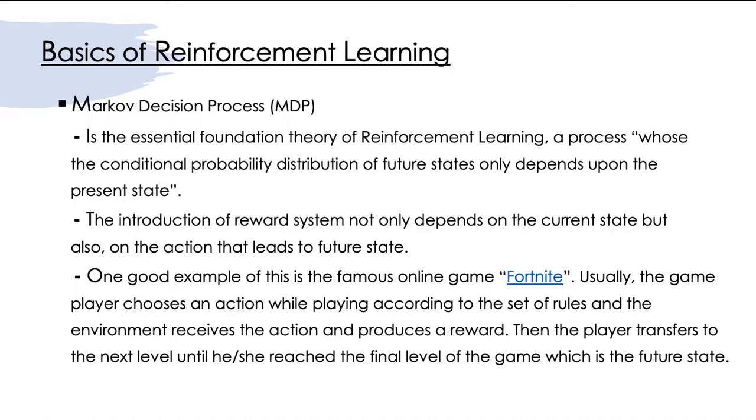What are the basics of reinforcement learning? The Markov decision process is one of the essential foundations of reinforcement learning. It is a process whose conditional probability distribution of future states depends upon the present state. The introduction of a reward system depends not only on the current state, but also on the action that leads to future states. One good example that I can think of is the famous online game Fortnite. If you're a gamer, you should know about Fortnite, but there's a link here I provided so you can check if you're interested.